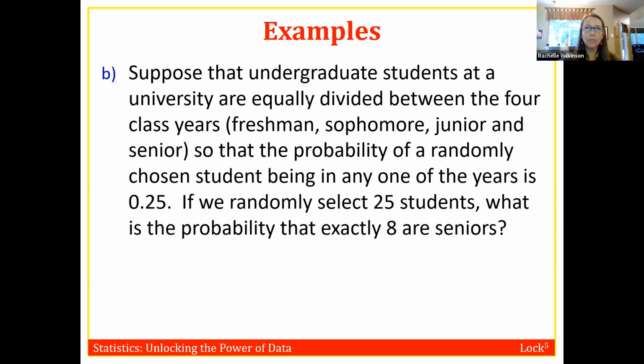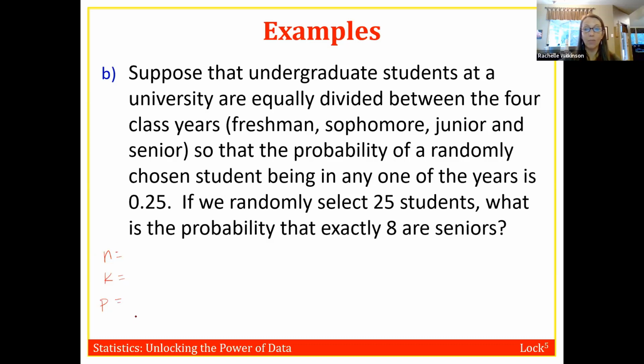So this one says, suppose that undergraduate students at a university are equally divided between the 4 class years, freshman, sophomore, junior, and senior, so that the probability of a randomly chosen student being in any one of the years is 0.25. If we randomly select 25 students, what's the probability that exactly 8 are seniors? All right, so remember, I want to identify N, K, and P before I start. And I always do this exact thing. I write down N, K, and P.